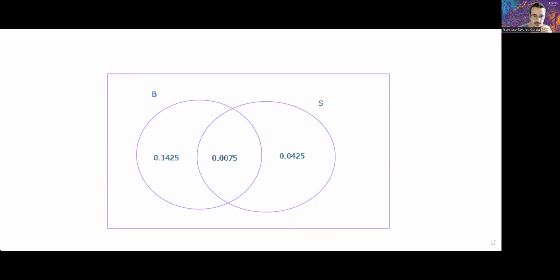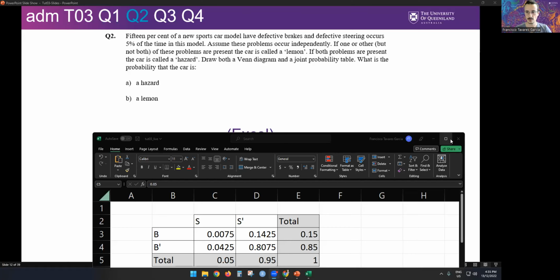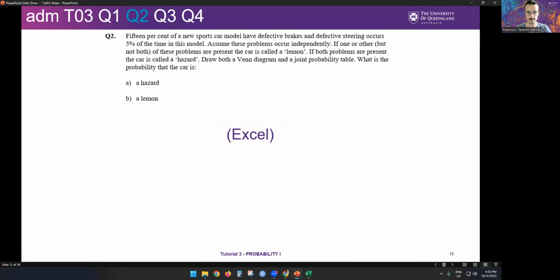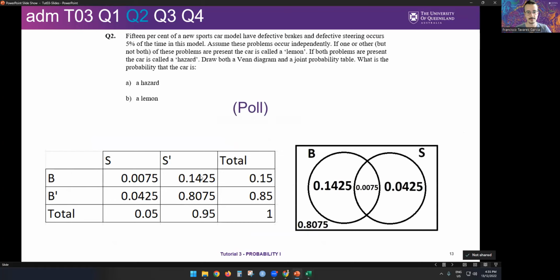And basically adding these 3, you know that everything is 1. So subtracting all 3 from 1 will be 0.8075. Okay. That's the Venn diagram. So we did the Excel, we did the Venn diagram. Let me share my screen. We will have both in here. Is it clear that they are telling us the same thing, just in different ways, but the information is the same?